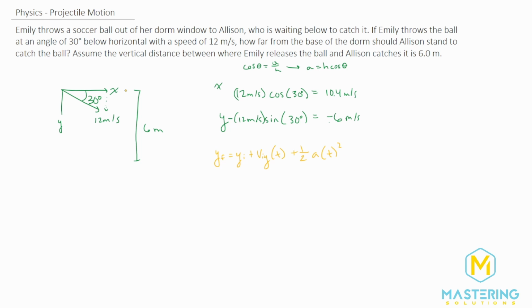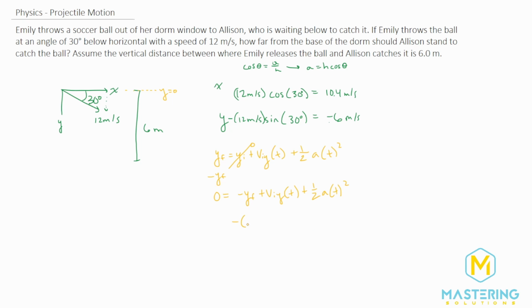If we say right here at the top where she throws it, that is y equals 0, the y initial will be 0, the y final will be a negative 6. Let's subtract y final as well. So 0 is equal to the negative y final plus the initial velocity times time plus 1/2 the acceleration times the time squared. I set it up like this because we'll be using the quadratic formula to solve for the time. So we can plug in the numbers here.